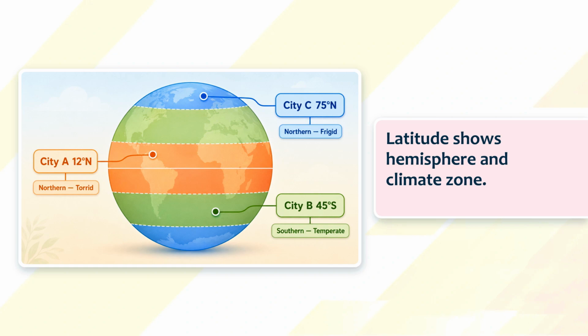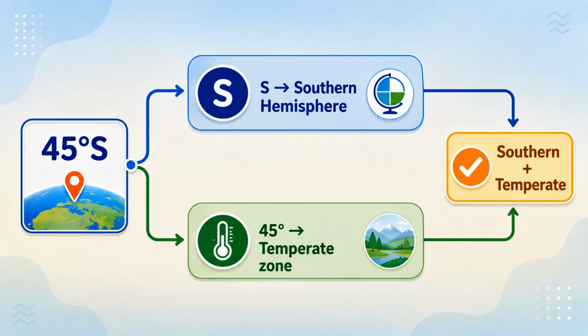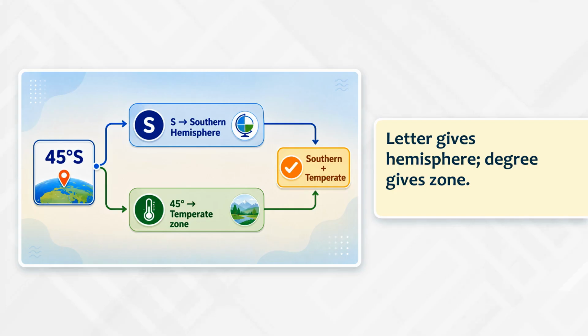Read the letter first, then compare the degree with the zone boundaries. The N or S suffix identifies the hemisphere. To find the climate zone, compare the degree with the tropics and polar circles. This gives a broad classification, not an exact weather forecast. The 2-step reading keeps the classifications separate and accurate. Letter gives hemisphere, degree gives zone. Both parts of the latitude label must be used.